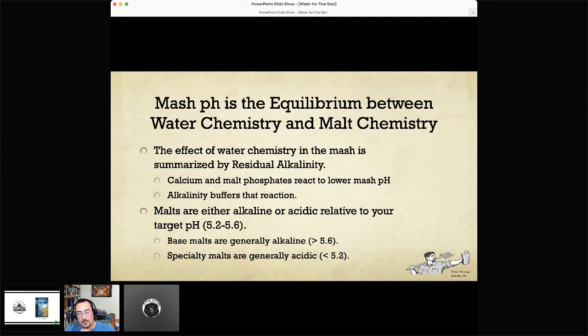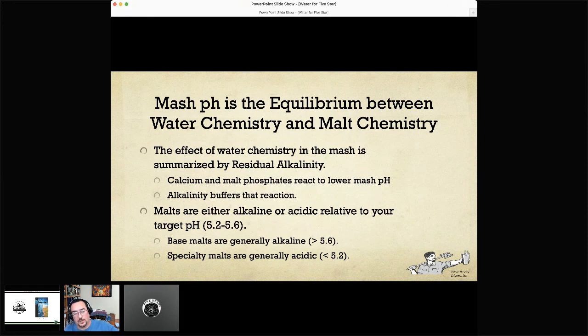Mash pH is the equilibrium between the water chemistry and the malt chemistry. The effect of water chemistry in the mash is summarized by residual alkalinity. Okay, the calcium and malt phosphates react to lower the mash pH, and alkalinity buffers that reaction. The other side of the equation is the malt chemistry, and your malts are either alkaline or acidic relative to your target pH of 5.2 to 5.6.